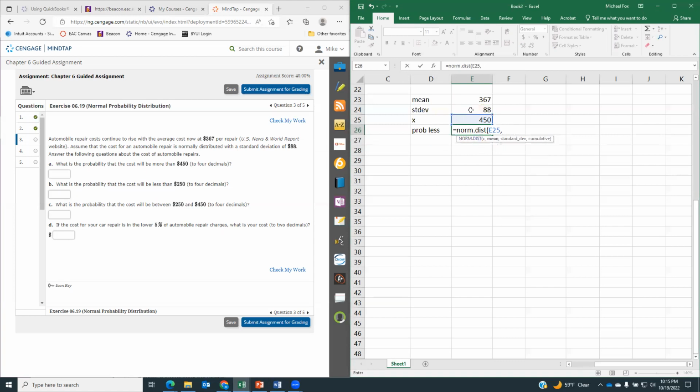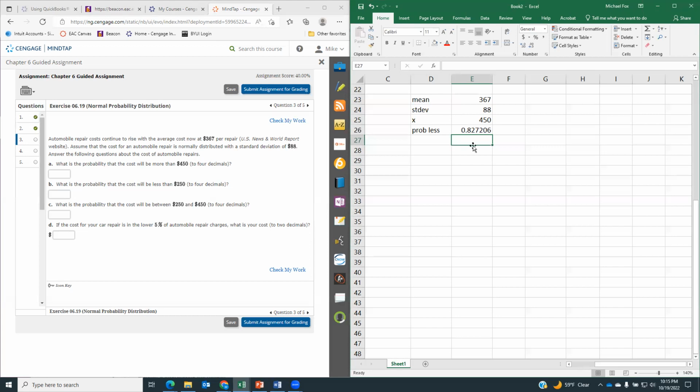comma, and then our standard deviation. And then for cumulative, we're going to say true. So this is going to return the probability that given a mean of 367 and a standard deviation of 88, what's the probability that X is going to be 450 or less?